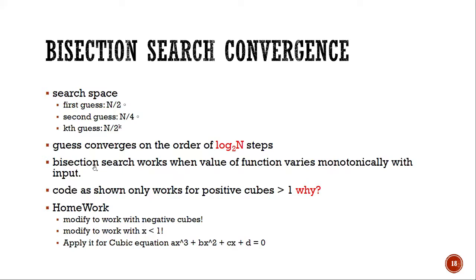This method works whenever the value of the function varies monotonically with the input, which means that the function we are trying to solve is either always increasing or always decreasing. Note that this method only works for positive cubes. In the class lecture, we will try to modify this code for it to work with negative cubes.